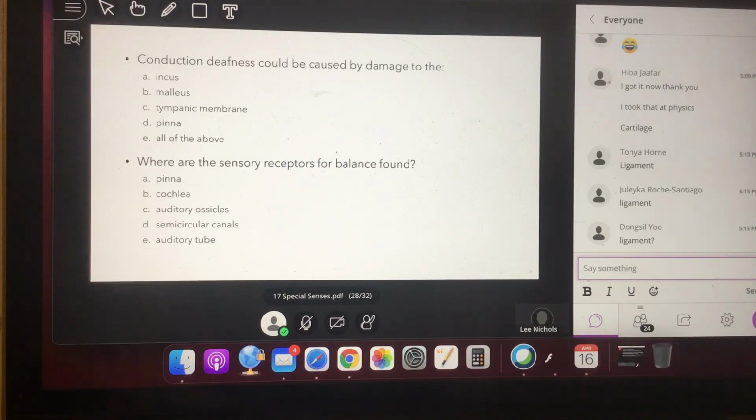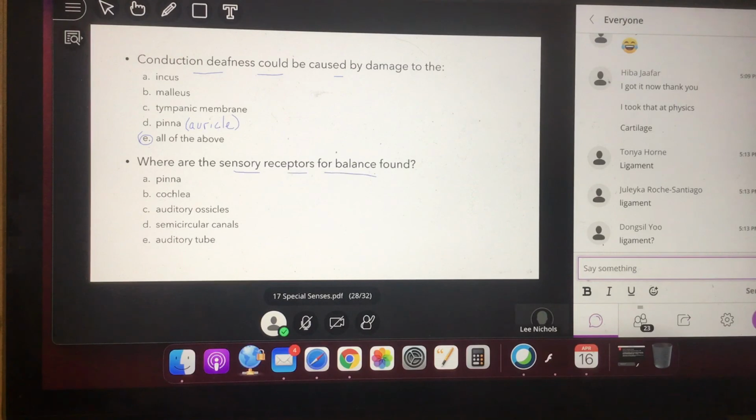Pinna, which, by the way, I don't think I mentioned this, but I want to make sure I do. That's the other name for the auricle, or that big thing that sticks out of the side of your head that we call ears. And this is all of the above. Conduction deafness could be caused by any of those.